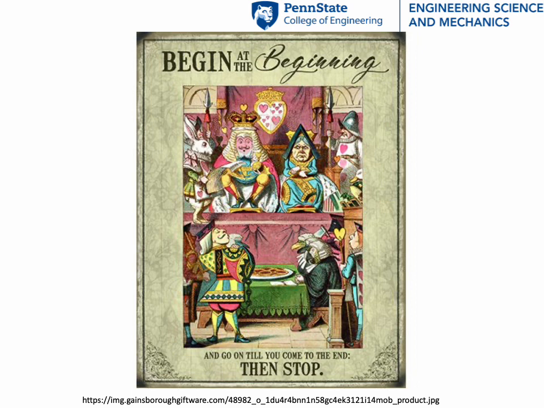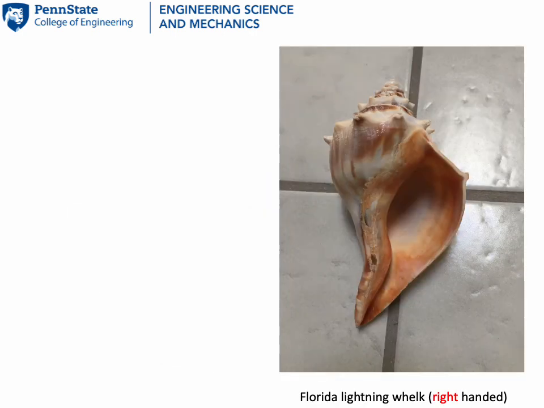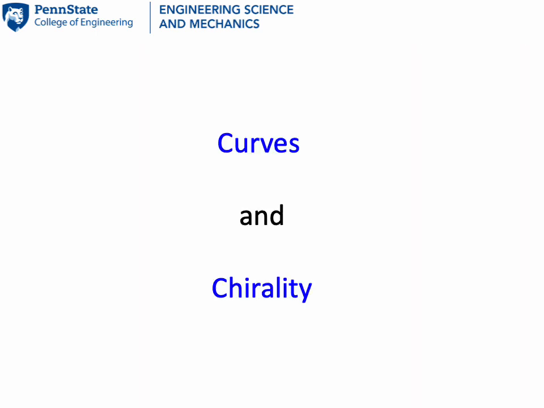And I will follow the advice given by the king to the white rabbit in the book Alice in Wonderland. So I'll begin at the beginning and continue till I reach the end. I've been interested in curves from as far back as I can remember. Many curves have a property called handedness, which you can appreciate by contrasting a right-handed seashell with a left-handed seashell from the same species, the Florida lightning whelk. Curves and chirality or handedness underlie most of my research during the last 40 years.